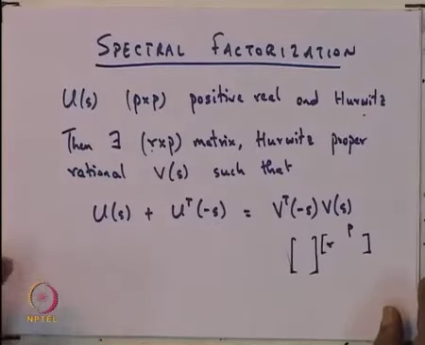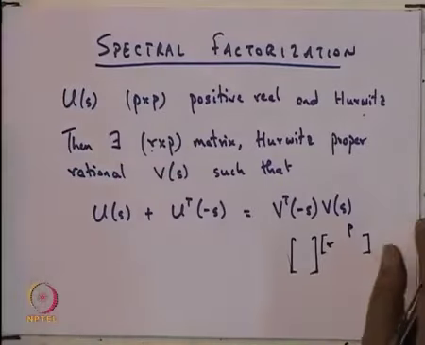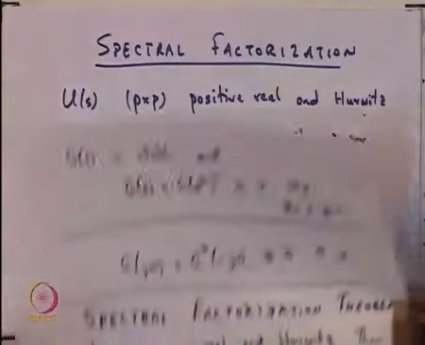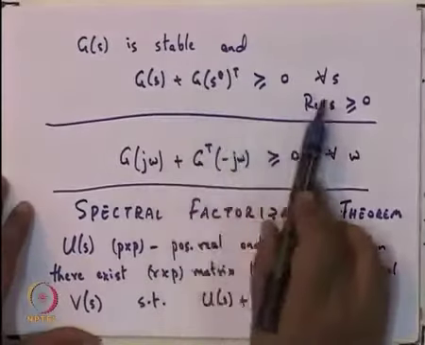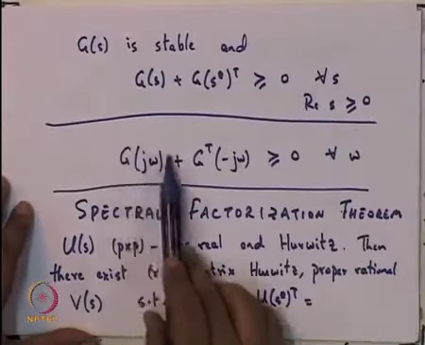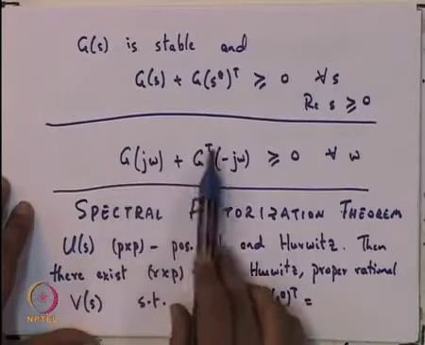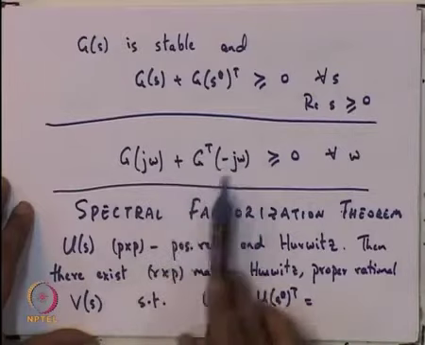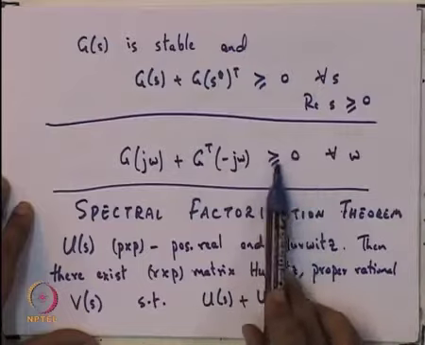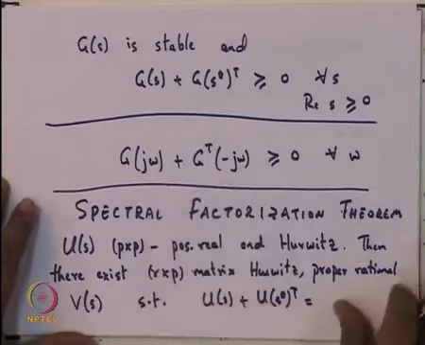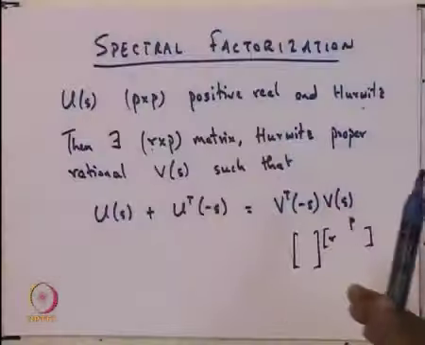Okay. Now, if you see, earlier we had said G(s) is stable, and therefore this thing holds. But you see G(j omega) plus G transpose of minus j omega. So if you look at the imaginary axis, you are saying that on the imaginary axis it's positive definite. If you think of this as matrices, it's a positive definite matrix.